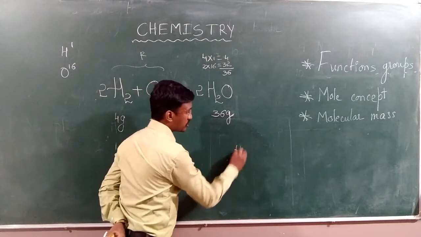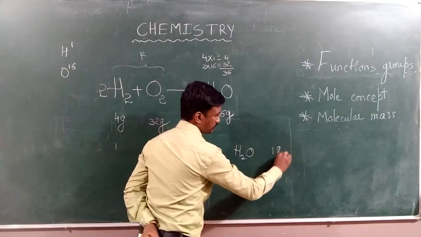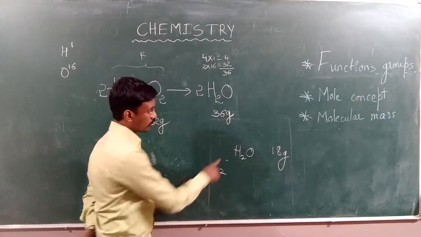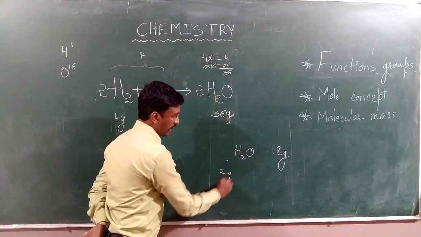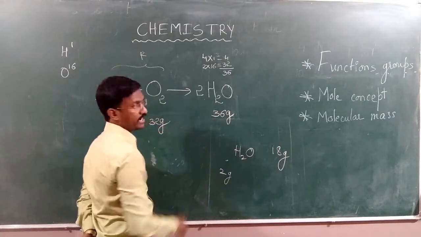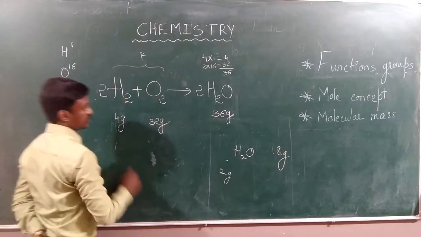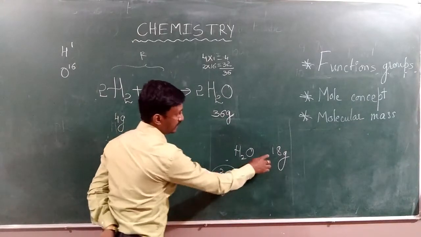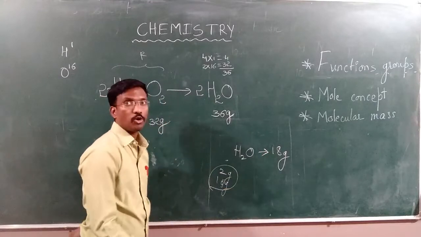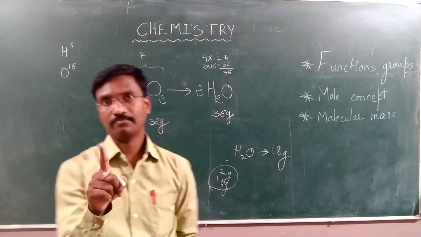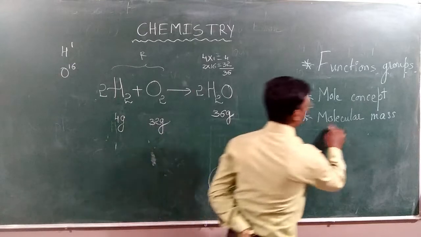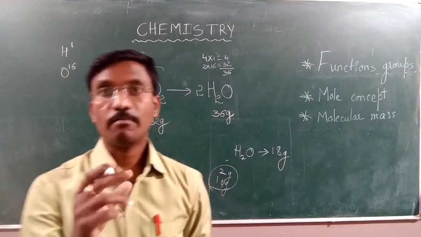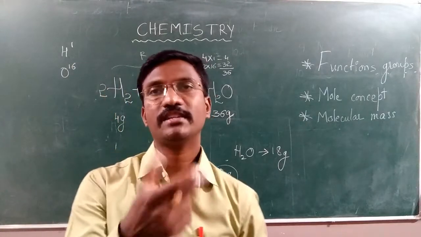Actually, the mass of H2O is 18 gram. How? Hydrogens are 2, and each hydrogen carries 1. Therefore, the total for hydrogen is 2 gram, and oxygen is 1, and the atomic mass of oxygen is 16. Therefore 16 gram. 16 plus 2 is 18. Water has a molecular mass of 18 gram. What is molecular mass? Molecular mass is nothing but the sum of the masses of the individual atoms present in a compound.